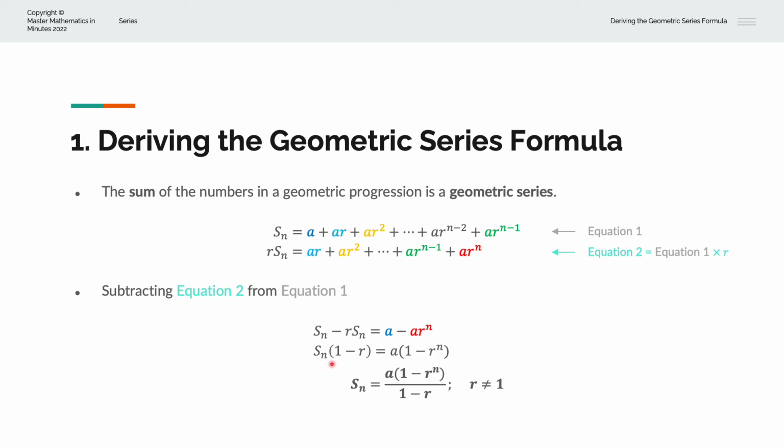And so we'll factorize Sn out, and that becomes Sn times 1 minus r. And on the right-hand side, we'll factorize a out, and that becomes a times 1 minus r to the power of n. And we'll solve for Sn, that becomes a times 1 minus r to the power of n, divided by 1 minus r. And r cannot be equal to 1. So, that is the formula for the sum of the first n terms in the geometric progression.